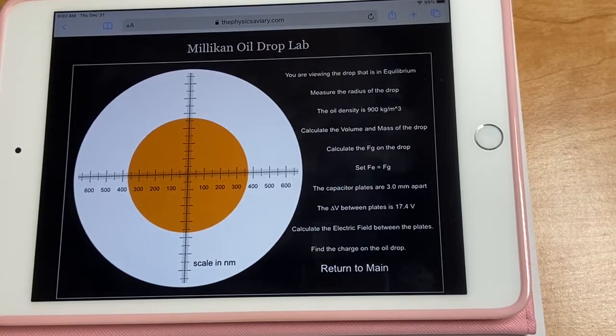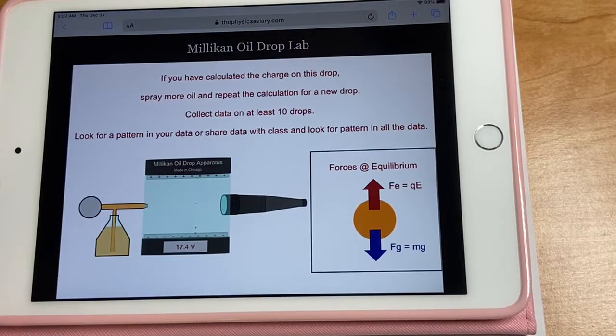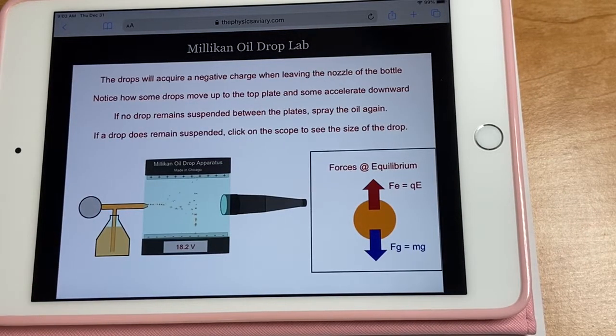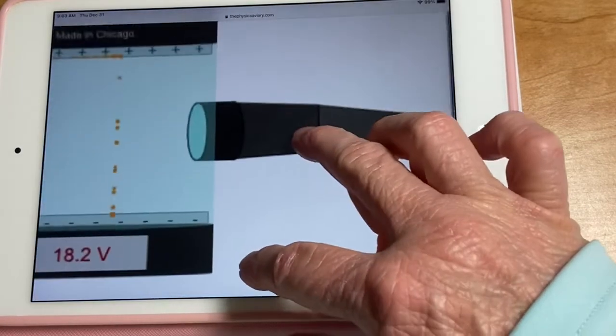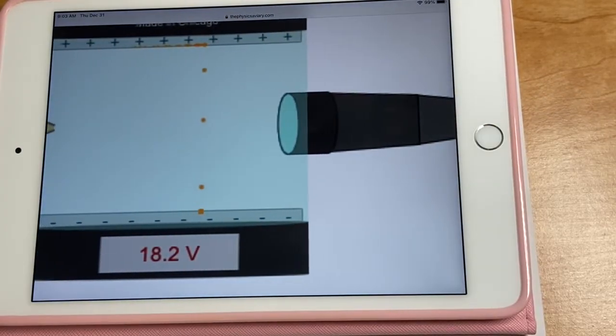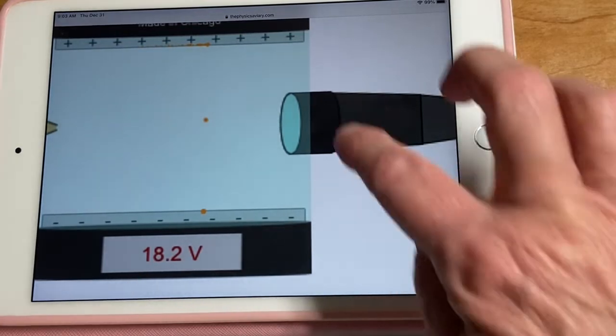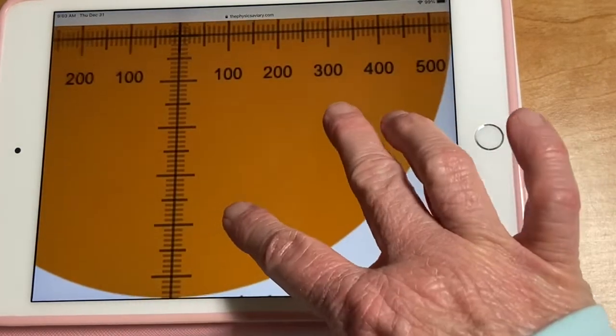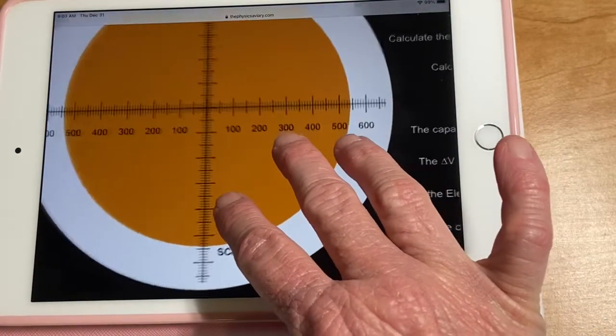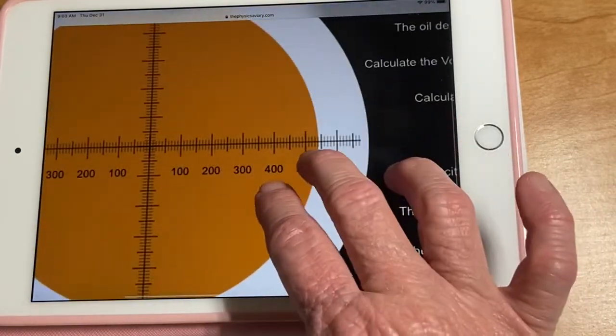So now we're going to do a little bit longer problem for your Millikan example. I'm going to use the iPad. I'm going to go back to the main menu. I'm going to squirt out some new oil drops. You can see that we're looking for one that's suspended. Notice the voltage is 18.2 volts. We're going to hit the little telescope. All right, so this is going to help me measure the radius. So I'm going to look at this right here.